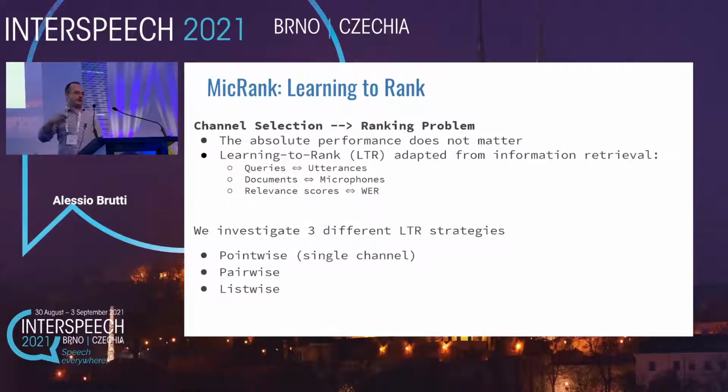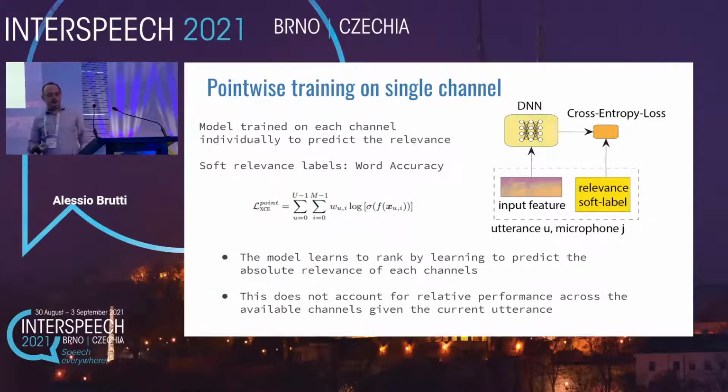So I skip the mathematical details and the problem formulation here. You can find them in the paper, and that would be super boring. I just give you an overview of the 3 different learning to rank strategies that we investigated and then evaluated experimentally.